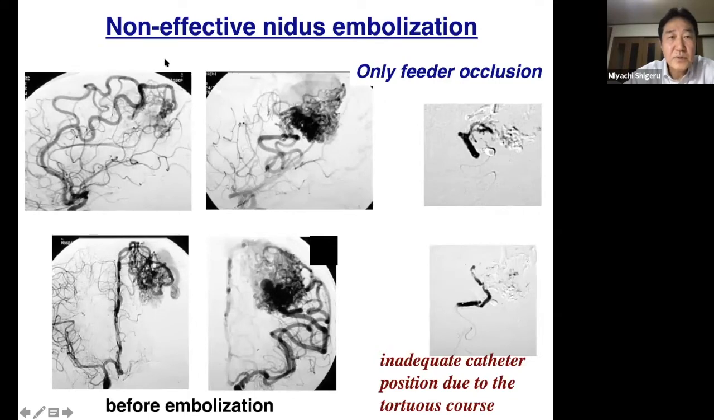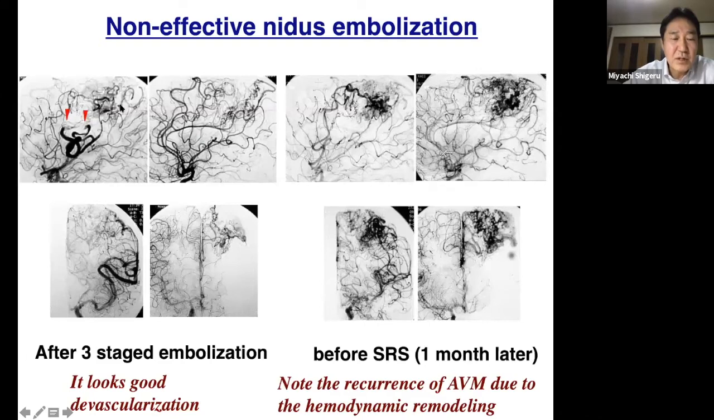On the other side, this is a non-effective nidus embolization. You see the very diffuse type of parietal AVM here, but we cannot access the feeders to the nidus. This is too proximal. We inject the glue from the very proximal part of the feeder. That's only a proximal occlusion. After the three-stage embolization, it looks like a good devascularization, so it looks like a good embolization. But before the radiosurgery, you see the recovery of the nidus. It is recruiting the other feeders going to the nidus, because the nidus is still living here, not only the feeder occlusion. So such a non-effective nidus embolization is not good for the radiosurgery.